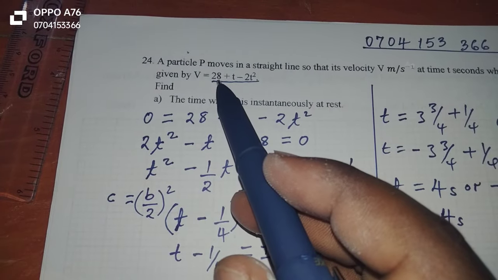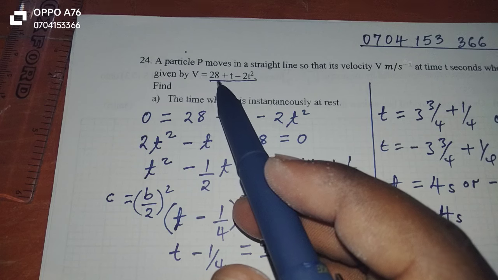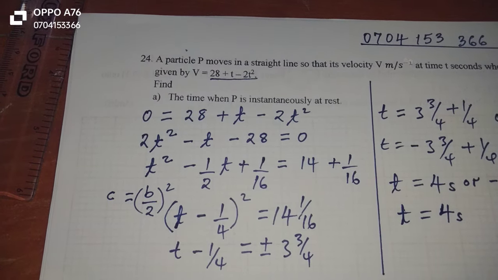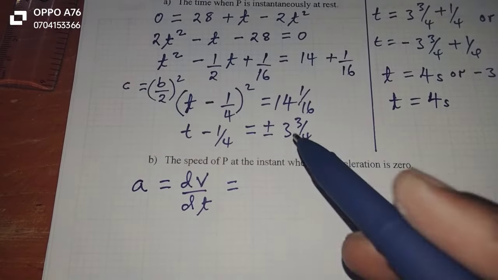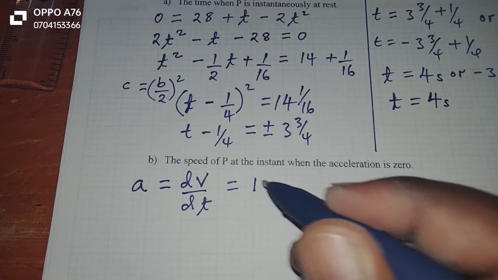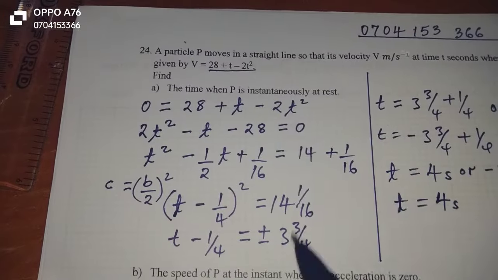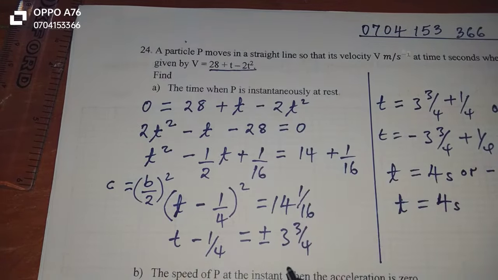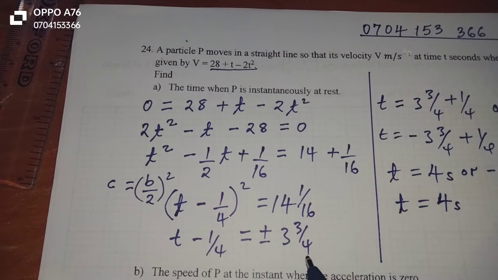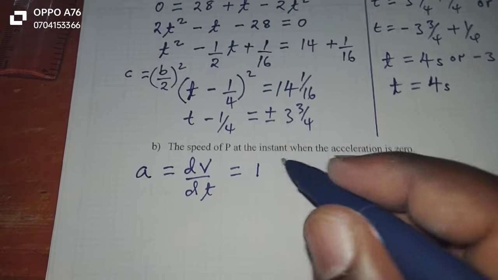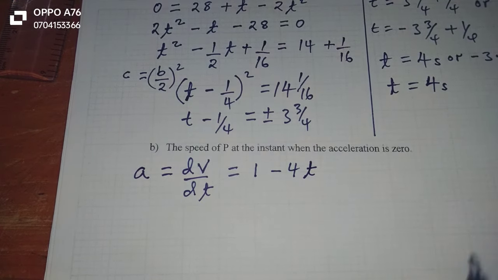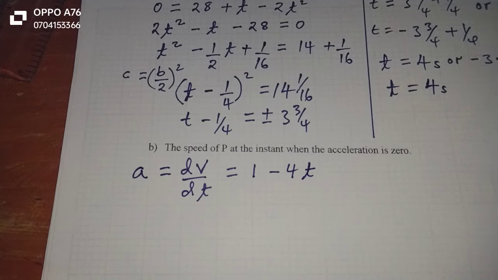When 28 is differentiated as a constant, it will just disappear. Then we have t, which is to power 1, it just becomes 1. Then the other value is negative 2t squared. We drop power 2, so that it will be negative 2 times 2, that is negative 4. And now t becomes power 1. So that is the acceleration function.